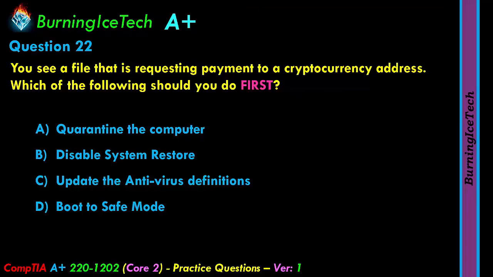Looking at answer B, disable system restore. That's also something you should definitely go and do, but it's not necessarily your first action. It's one of your first actions, yes, but it's not the first action. The first action is to quarantine that machine to prevent it from causing any further damage.